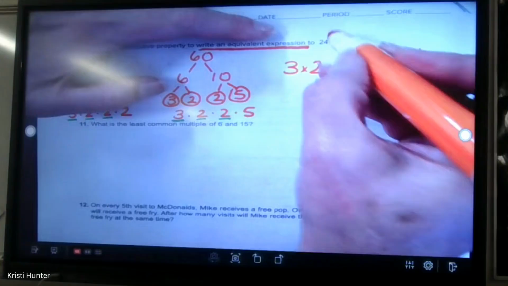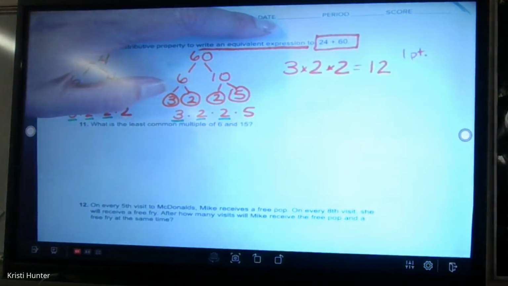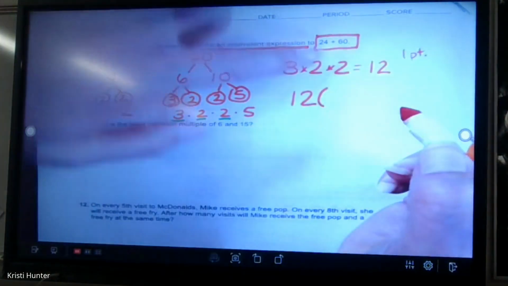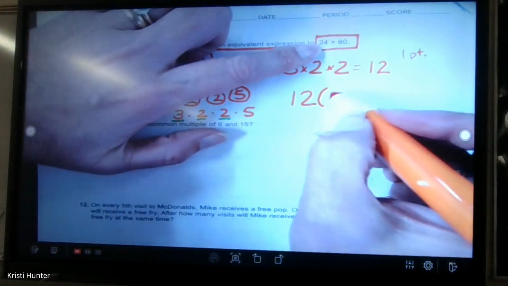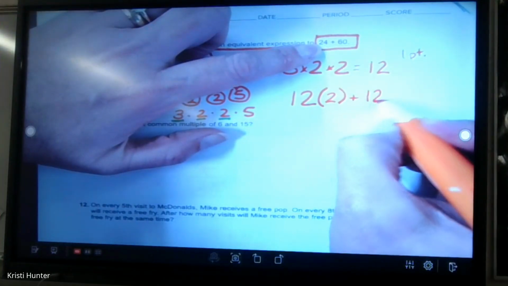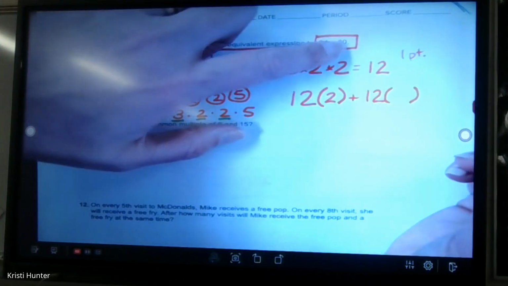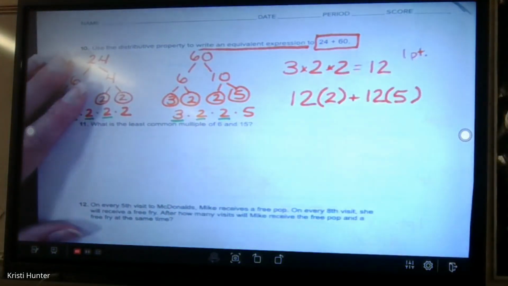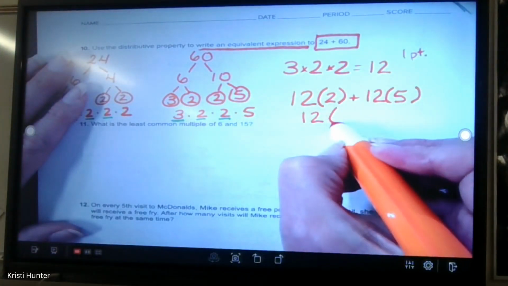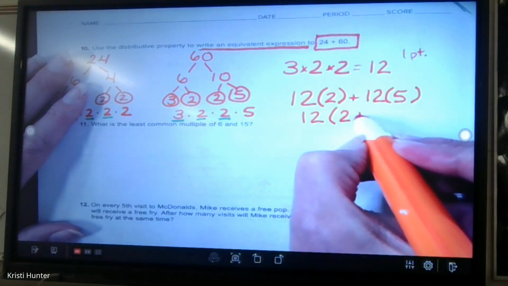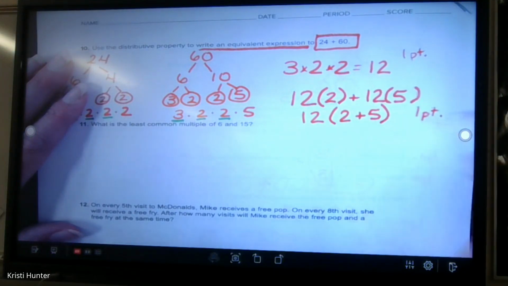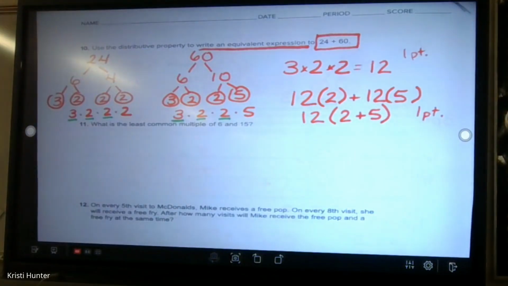So here were my 2 numbers, 24 and 60. So if I pull 12 out, 12 times what could get me back to 24? Well, that would be 12 times 2 plus 12 times what could get me to 60? Well, that would be 12 times 5. So my equivalent expression would look like this. Pull out a 12 and then do a 2 plus 5. And this would be your other point. So this is a 2-point problem as well.